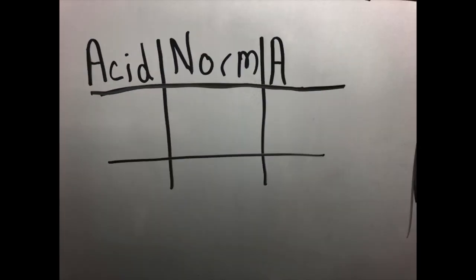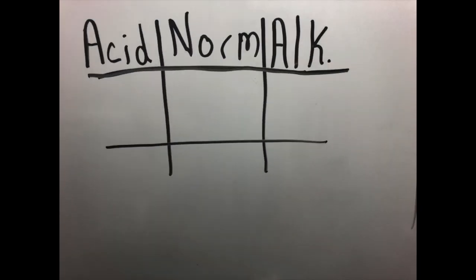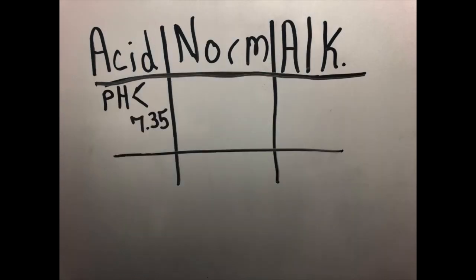Okay, so we are going to talk about tic-tac-toe and how we figure out acid-base imbalance. So here we go. When we're looking at pH, anything less than 7.35, and we know for sure that we have acidosis. So just with pH less than 7.35, that's acidosis.